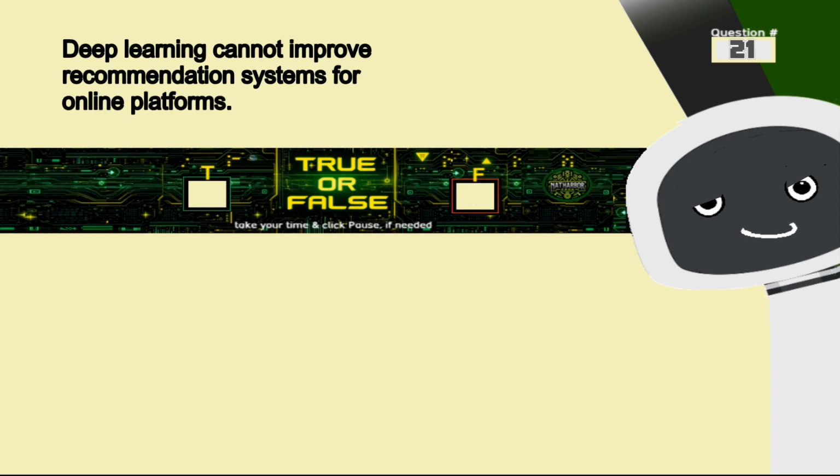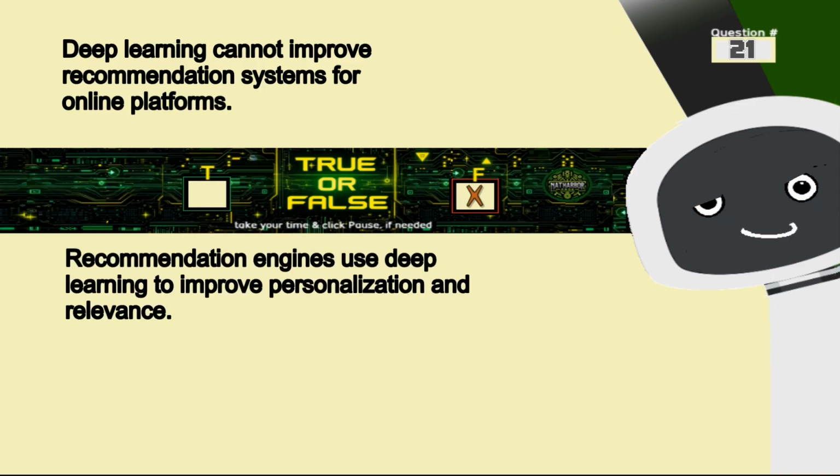True or false? Deep learning cannot improve recommendation systems for online platforms. That is false. Recommendation engines use deep learning to improve personalization and relevance.